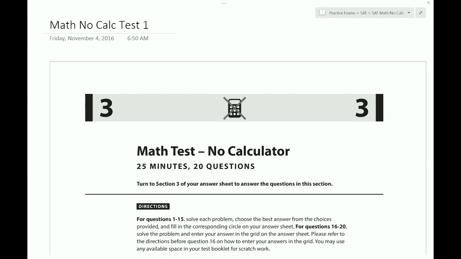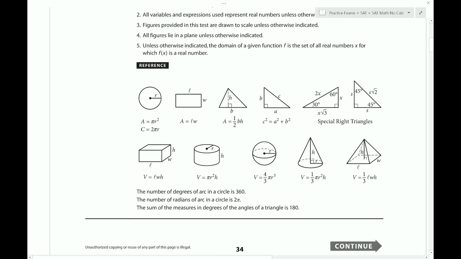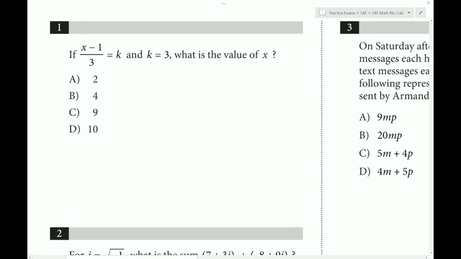Okay, so this is the SAT, official SAT exams, exam 1, section 3. This is the math no calculator section. So let's get started. Question 1. If x minus 1 over 3 equals k and k equals 3, what is the value of x?